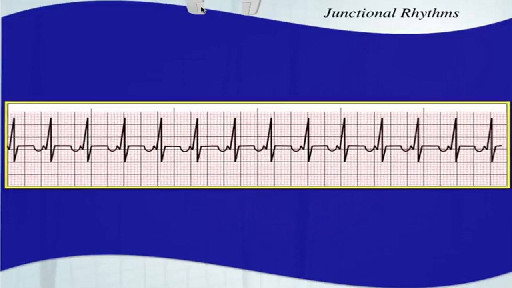And this one's obviously faster here. It has pretty much the same morphology as the one before, except we have a much faster rate. 1, 2, 3, 4, 5, 6, 7, 8, 9, 10, 11, 12, 13, and 14. At about 140 beats per minute, this would be a junctional tachycardia. You have an inverted P wave, a consistent short PR interval, a narrow QRS complex, and a regular rhythm. So this is junctional tachycardia.